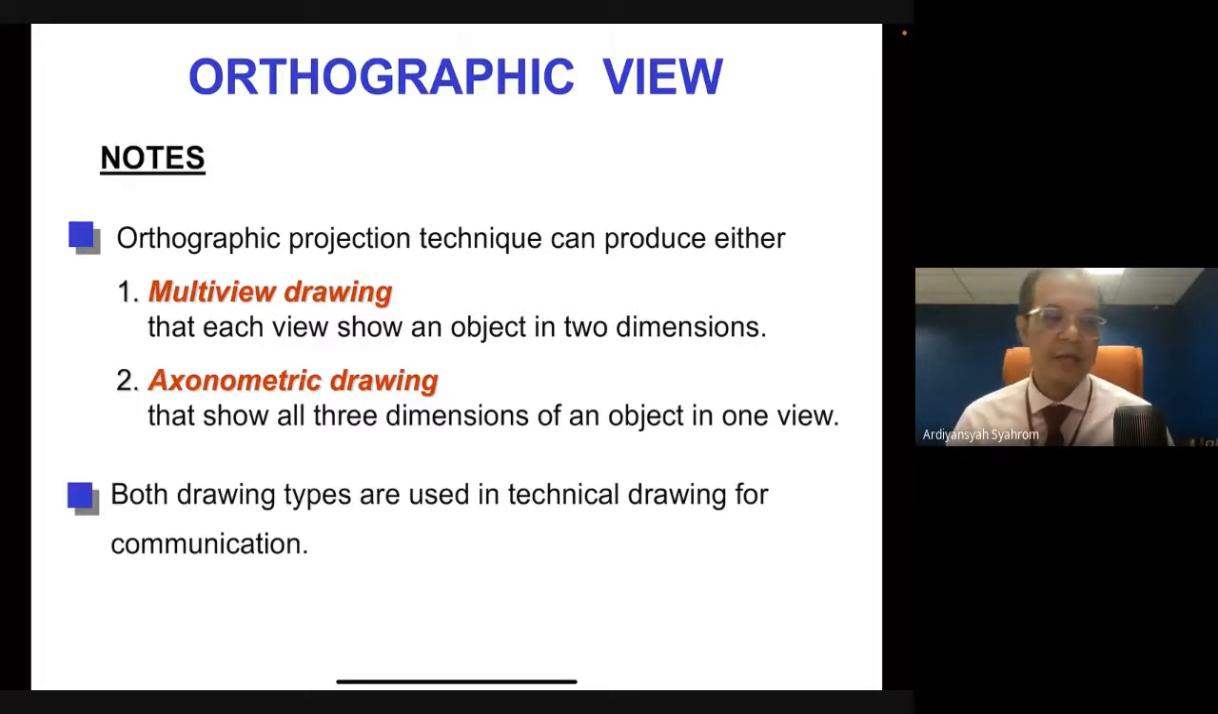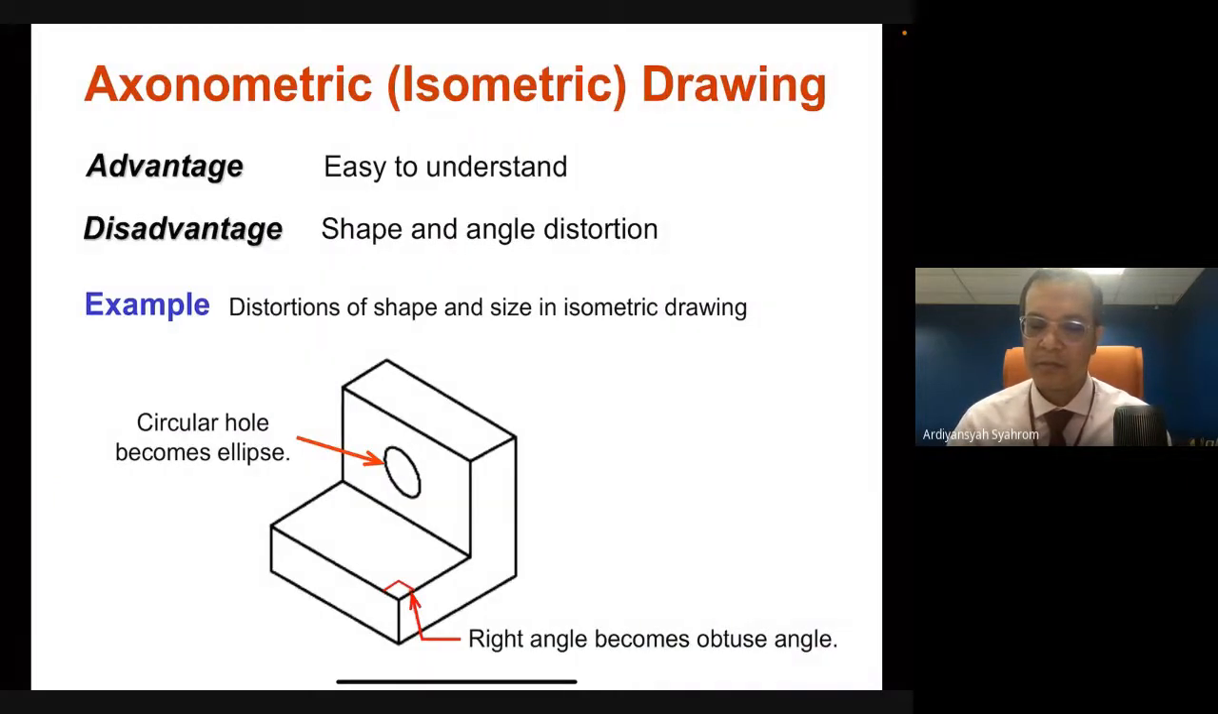In this class, you can combine those. Both drawing types are used in technical drawing for communication. Axonometric, isometric drawing: the advantage is easy to understand. The disadvantage is shape and angle are distorted.